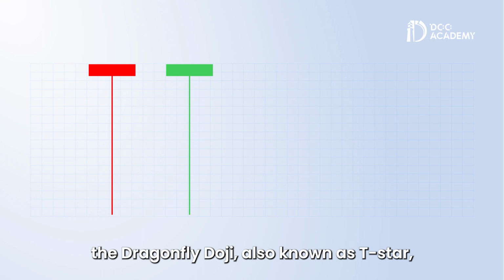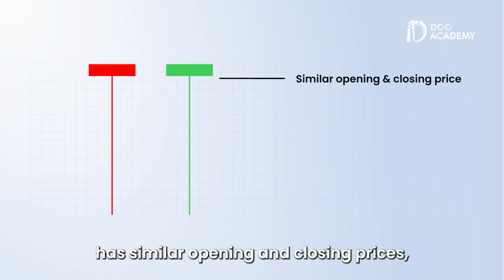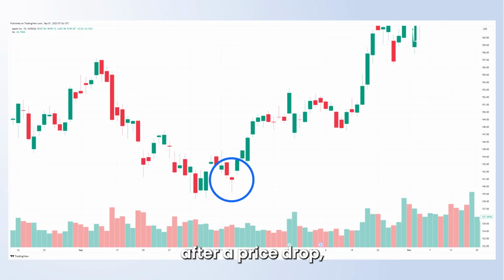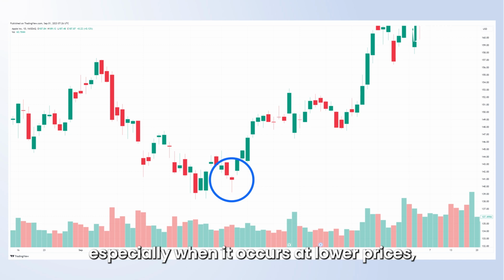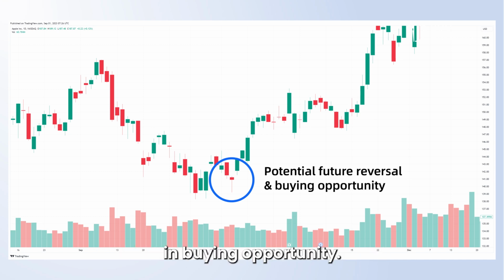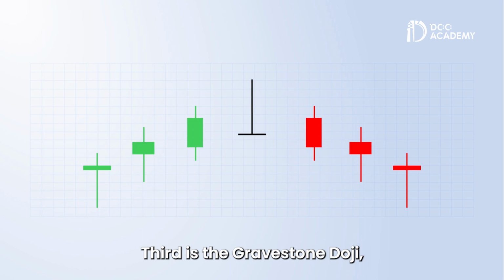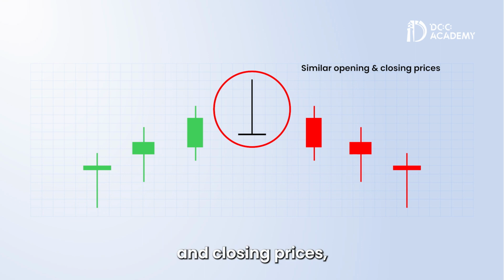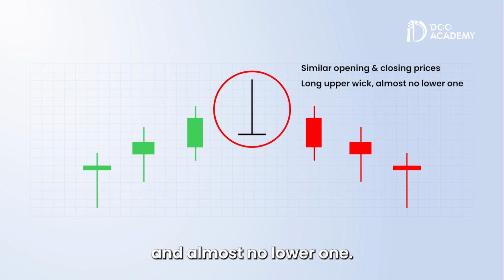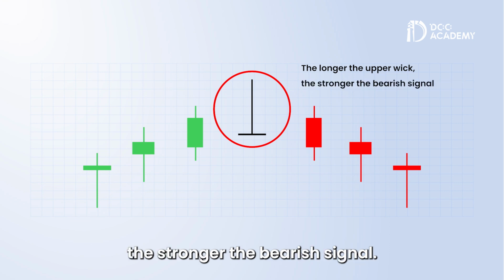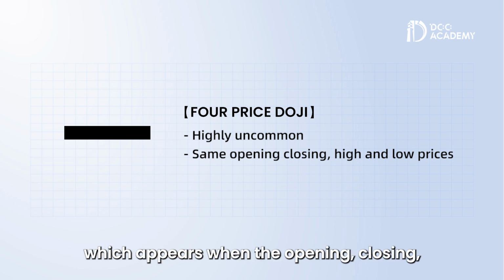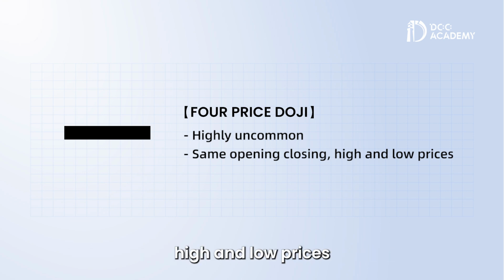Next, the dragonfly doji, also known as T-star, has similar opening and closing prices, with only a lower wick. This formation may indicate support after a price drop, especially when it occurs at lower prices, potentially signaling a reversal and buying opportunity. Third is the gravestone doji, which usually appears after a price rise. It has the same opening and closing prices, with a longer upper wick and almost no lower one. The longer the upper wick, the stronger the bearish signal. Finally, a four-price doji is a highly uncommon pattern, which appears when the opening, closing, high, and low prices during a specific period are all exactly the same.